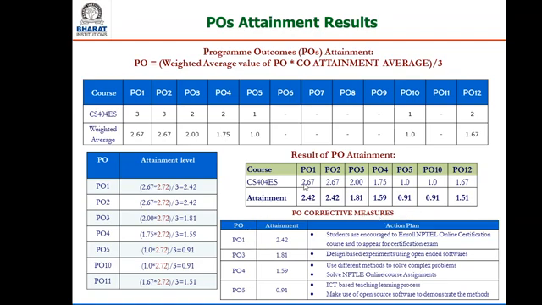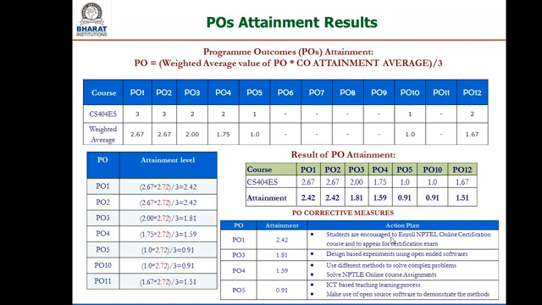So for PO1 you can see 2.67 is our target, and we got 2.42. PO2 is also the same. PO3, out of 2 we got 1.81. PO4, 1.75 target and 1.59 obtained. Here, 1 target and 0.91 obtained. So based on these gaps, we have to define the corrective measures. PO1 is 2.42 but our target is 2.67. So here is the action plan related to program outcome 1, engineering knowledge.